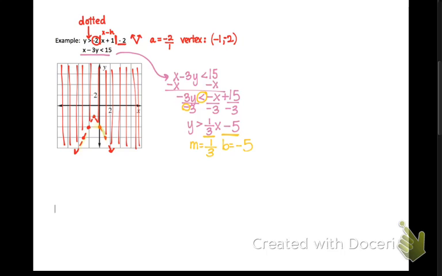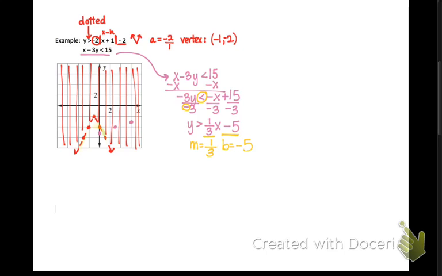So when I graph this, let me switch back to pink so we can see it. I'm going to start with my point on my line at negative 5. Remember that b represents the y-intercept. You need to learn that vocabulary because that's what's going to help you remember to put it on the y-axis. So that would be right here. My slope is 1/3, so that means I'm going to go up 1 and to the right 3. Up 1 and to the right 3.